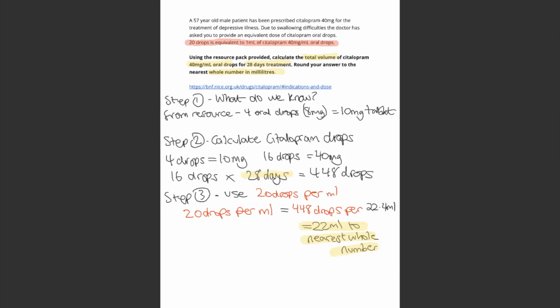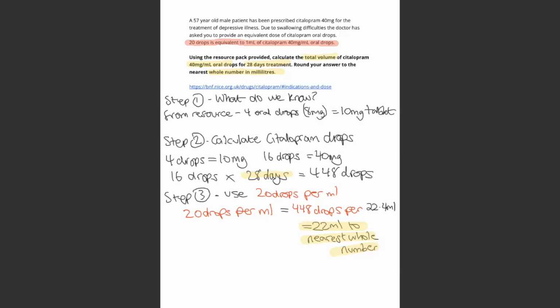So from the resource, step one, we know that 4 drops, which is 8 milligrams, is equal to a 10 milligram tablet. The patient is taking 40 milligrams. So 4 drops in 10 milligrams, 16 drops in 40 milligrams, that's per day. We need 28 days, so times by 28 in step 2, that's 448 drops.